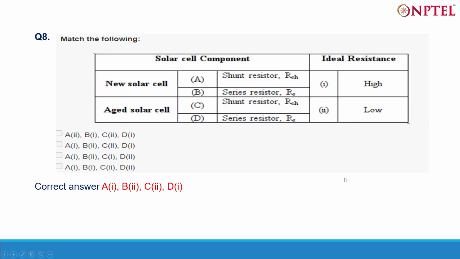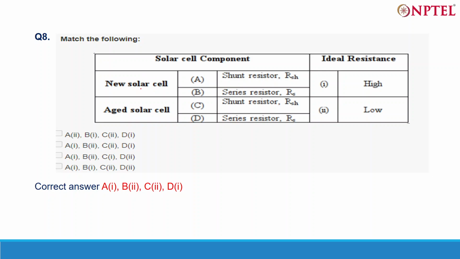So let's move to the next question. The next question is on solar cells. You have to match section A, which is the solar cell component, with section B, which is the ideal resistance. It's more about remembering these things, and if you have gone through the slides, you can really get the answer.